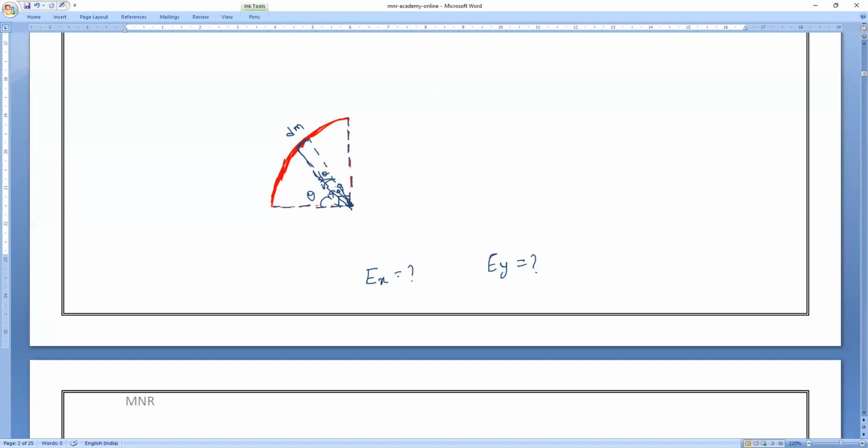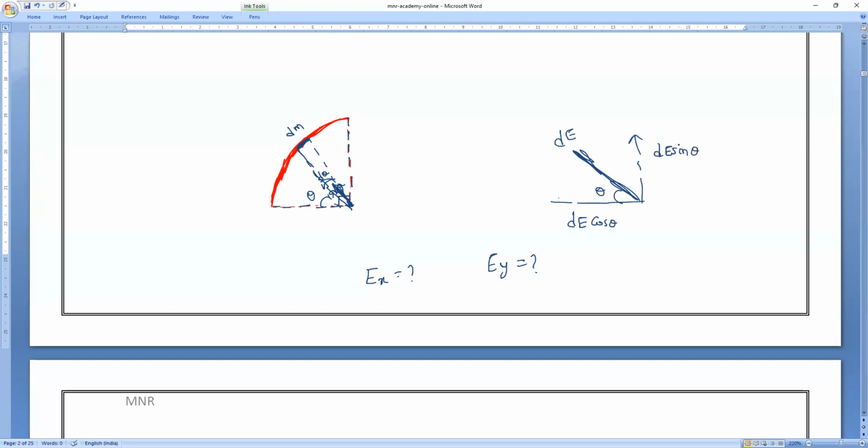Now it is acting in this direction. You can notice there is a resultant force acting in this direction. If I take the resultant in this direction, which makes the angle theta with the surface, then two components will come. Let me take this as dE. Then here this will become dE cos theta, and here what will become, everybody? dE sin theta.